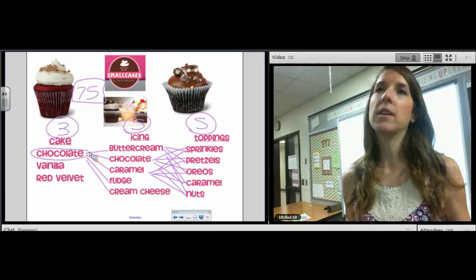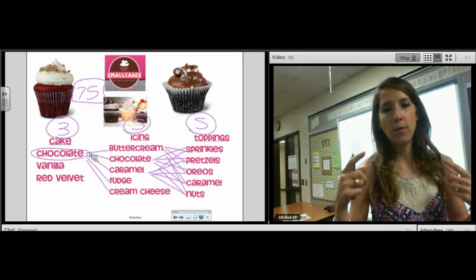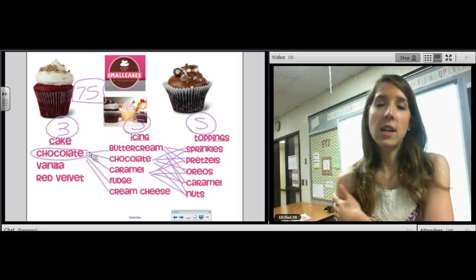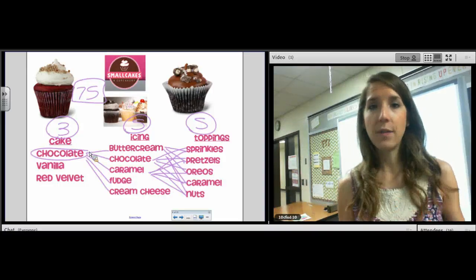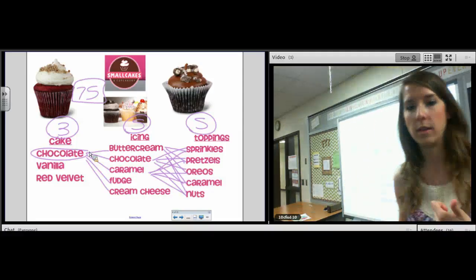So today we're not really going to talk about what's the probability I choose a red velvet with caramel and Oreos on top. That's not what we're talking about today. Today we're just going to talk about how many different ways you can order things, how many different ways you can choose things. Then tomorrow we'll start to get into a little bit of probability.